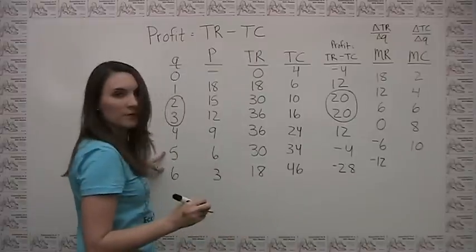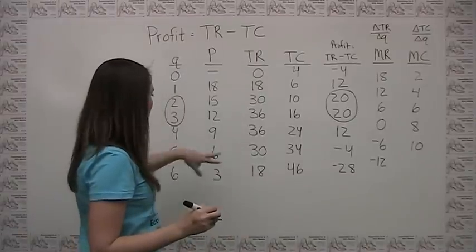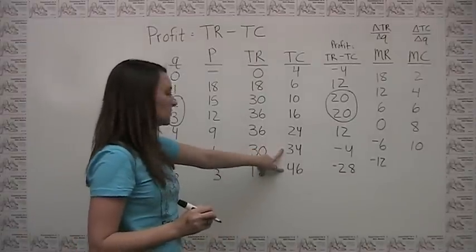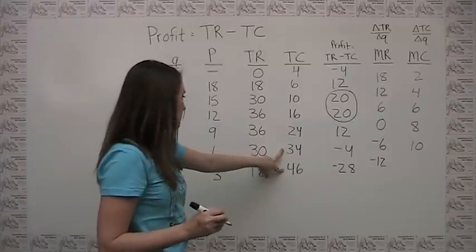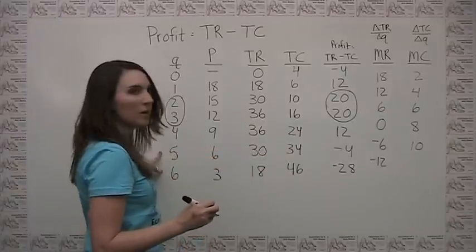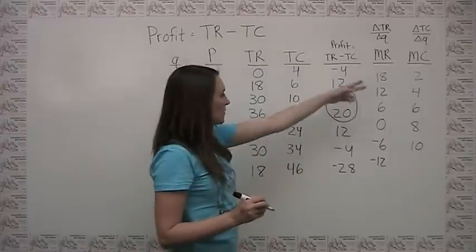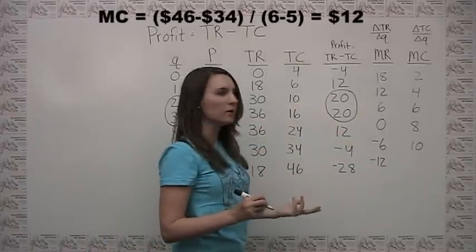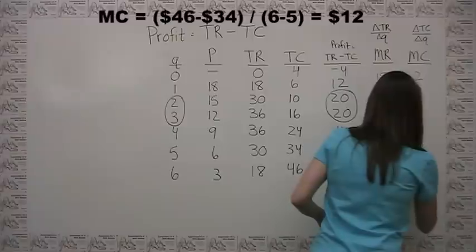In going from 5 units to 6 units, our total cost goes from 34 to 46, which is an increase of 12 for a 1 unit quantity increase. So then our marginal cost is just 12 divided by 1, which is 12.